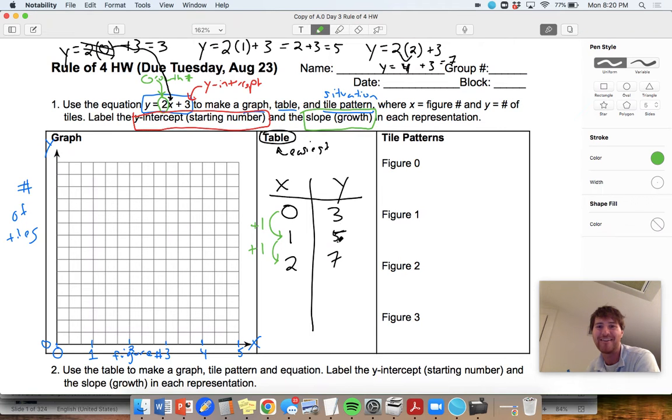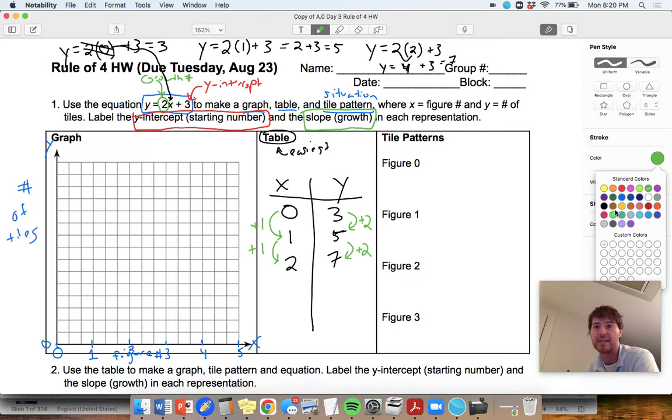Is there a pattern? Well, to get from 3 to 5, we would have to add 2. What about 5 to 7? Add 2 to it. So you see here, this growth number in the equation was 2. We should also see that growth number in the table, plus 2 right there, okay?